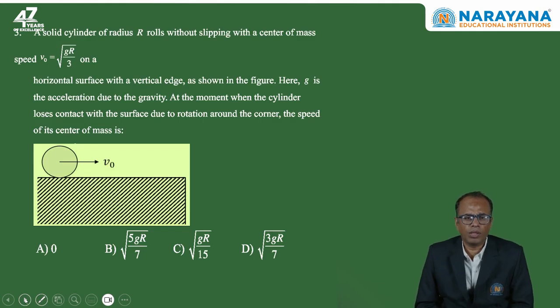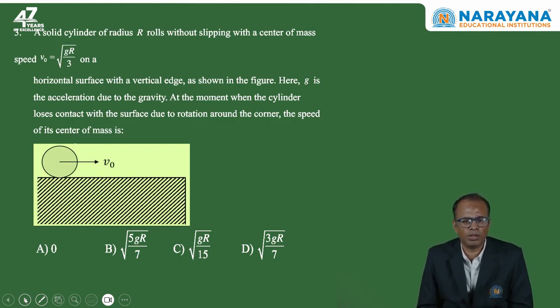This also reminds me of some old questions asked in JEE. They are very fond of asking this question, when will a body leave contact? Let's read the question. We have a solid cylinder of radius r that rolls without slipping with the center of mass speed root gr by 3 on a horizontal surface, and there is a vertical edge. So the horizontal surface terminates somewhere. G is the acceleration due to gravity.